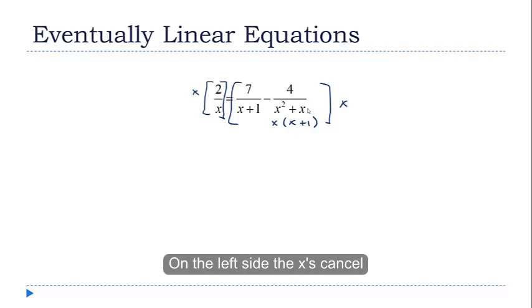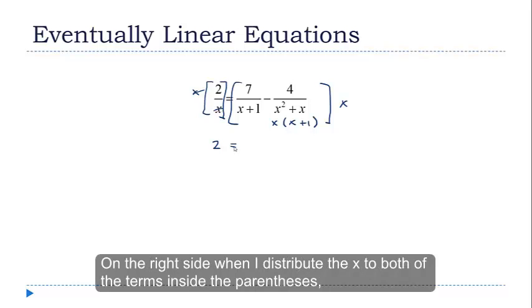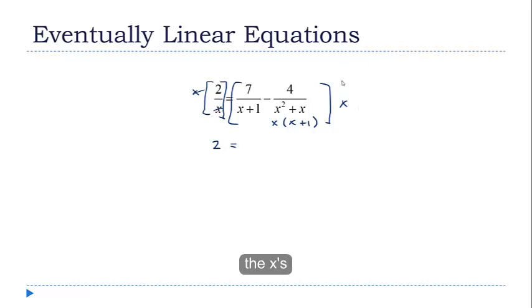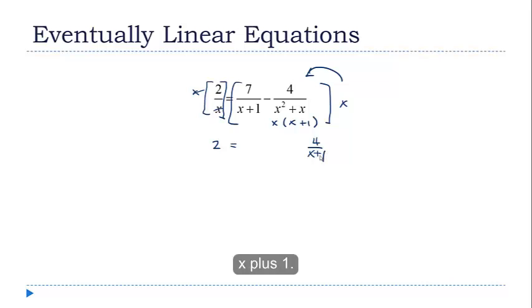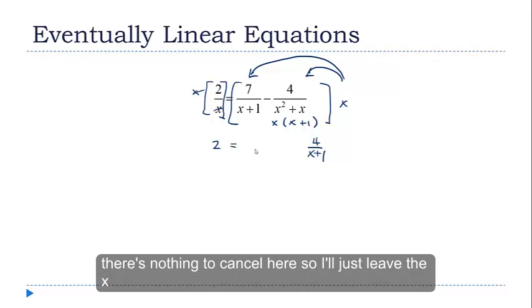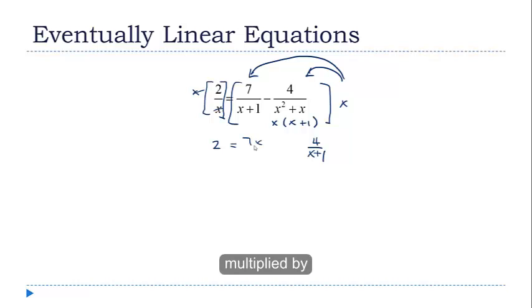Now, on the left side, the x's cancel, leaving me with just 2. And on the right side, when I distribute the x to both of the terms inside the parentheses, the x's cancel on this right-hand term, leaving me with 4 over x plus 1. And on the second term, there's nothing to cancel here, so I'll just leave the x multiplied by the numerator.